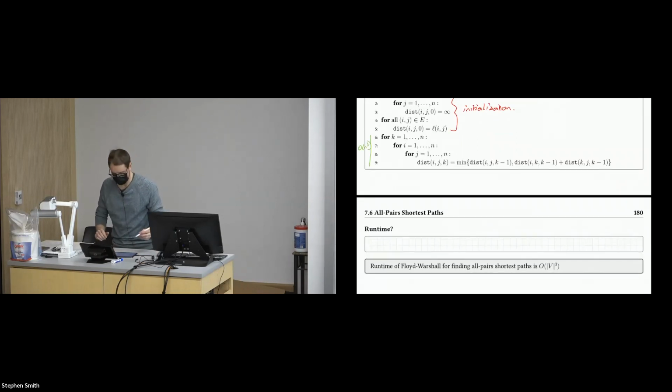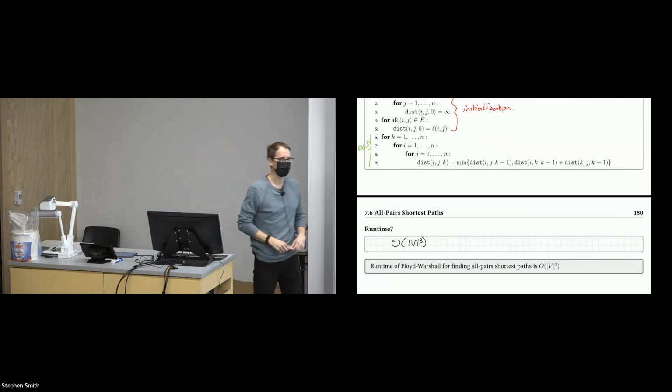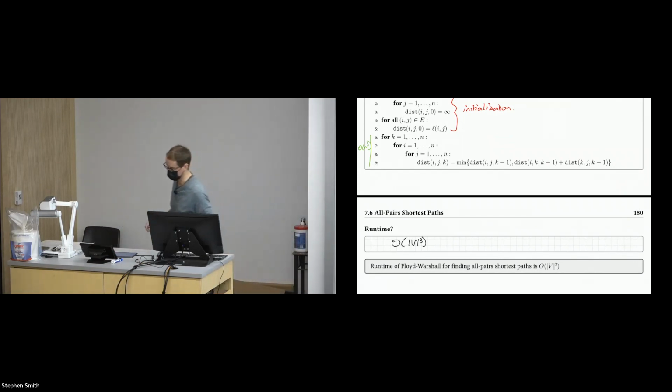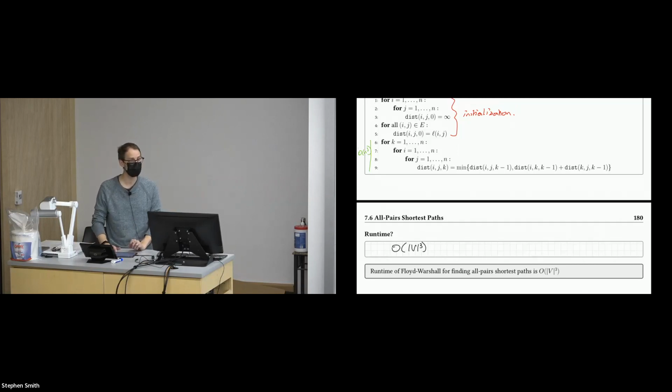And so the overall runtime is big O of n cubed, where the cardinality of V is n. Big O n cubed. Which, if we go back, we've saved a bit, right? We've got V cubed here.